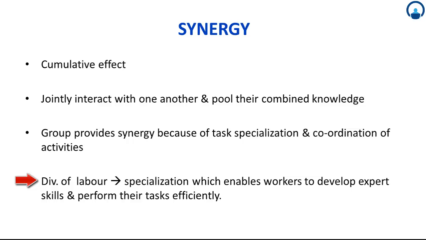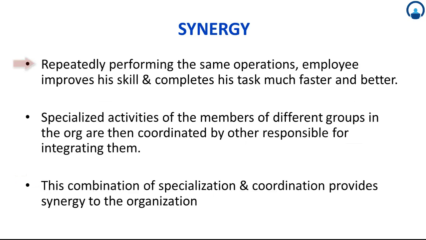Division of labor leads to specialization, which enables the employees or workers to become experts. They hone their skills, which are sharpened and further sharpened, and they perform their task very efficiently. Synergy actually helps in repeatedly performing the same operation again and again. So time and again you perform the same operation. The employee therefore improves his skills, and a stage comes when he completes his task much faster and in a much better manner. For example, if you are good in pattern making, then you are repeatedly trained in performing the same kind of operation with the same measurements of a pattern for the same set of clients. So you become adept and you become an expert. Your hands start moving and your eyes are trained, so that coordination happens, and you then complete the task much faster and in a much better way.